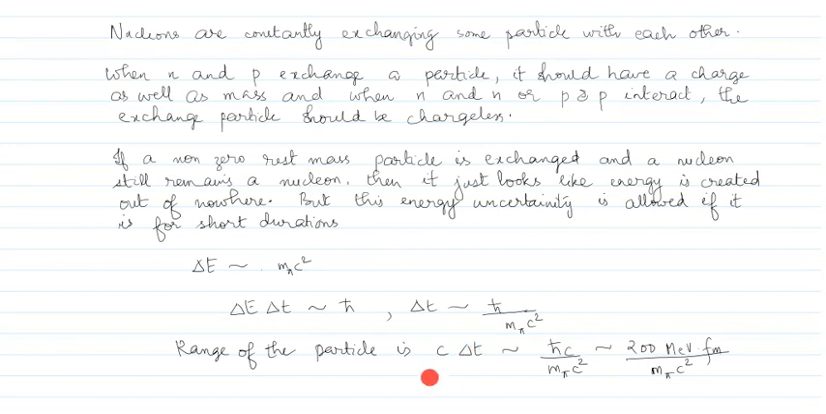Range is a distance, so it is velocity times time. Such an exchange particle can exist for only this time duration. Within this time duration, the exchange can happen. You can say the lifetime of the particle is something like this. So the range of the particle cannot exceed this value, which is c delta T. If you multiply this equation by c, it becomes h cross c by m pi c square. Now h cross c, we know, is approximately 200 MeV femtometer, divided by m pi c square.